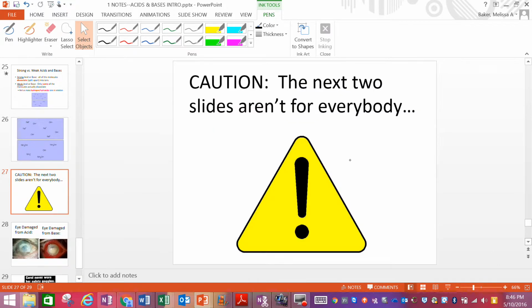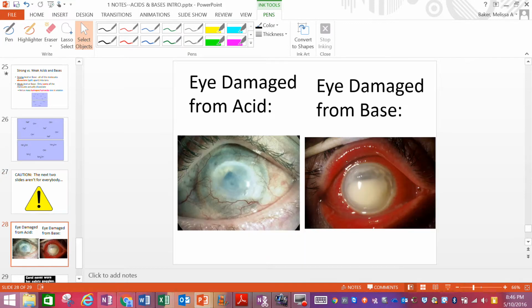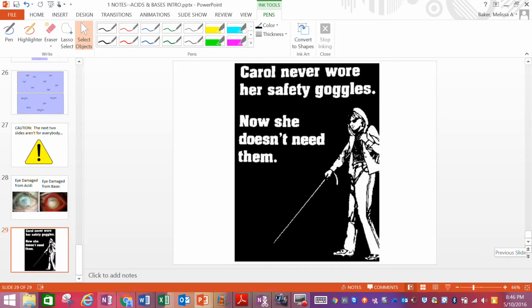Then, just as a warning for when we're making soap, this is somebody who got acid in their eye and then base in their eye. So you definitely don't want to mess around with this stuff. That's why I'm always preaching to you guys to wear your goggles, because it's for your own safety. And you've probably seen this poster, Carol never wore her safety goggles, and now she doesn't need them.